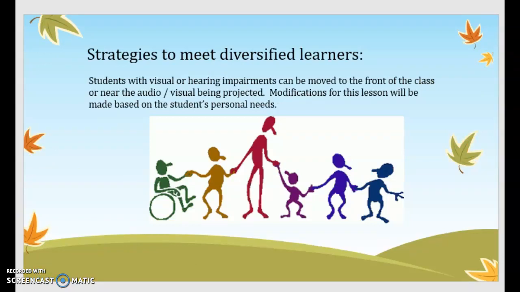And here are the strategies for diversified learners. So if you have any visually or hearing impaired students, you can move them to the front of the class so they can hear everything clearly and they can see everything clearly. And then, of course, modifications will be made for individual students to meet their individual needs.